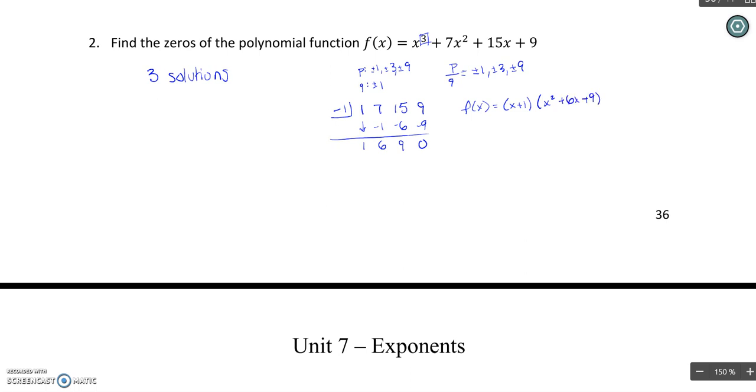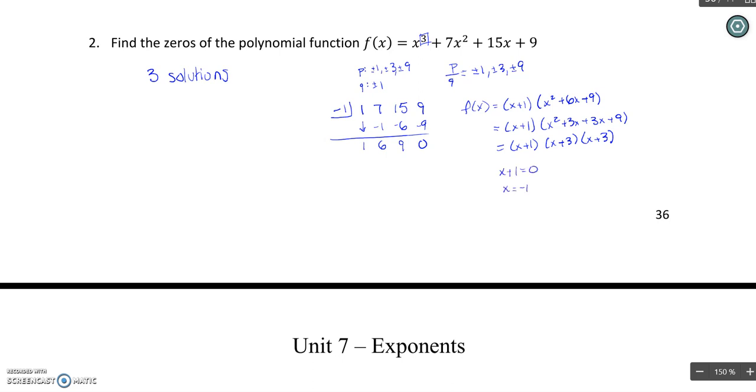And if you now can factor that quadratic using the A times C method, you should see that it's going to be 3 and 3, because 3 times 3 is equal to 9, and 3 plus 3 is equal to 6. And when I factor this, I'm going to just go to x plus 3 and x plus 3. So now we're able to just set each of these equal to 0.